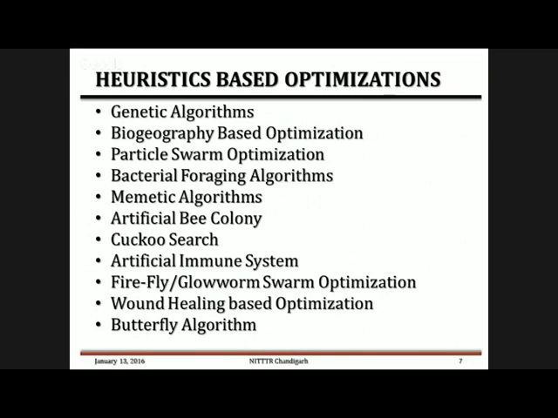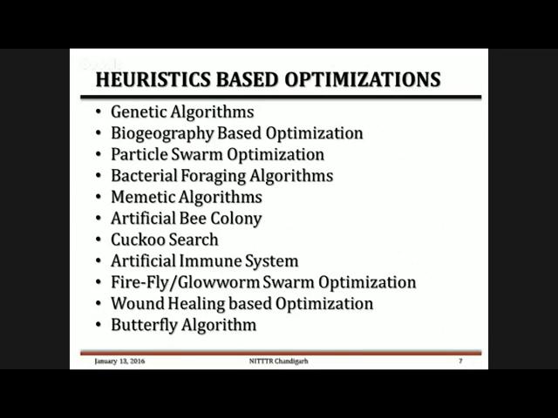Okay, biogeography based optimization. We know that birds fly in a flock, and they also migrate from one place to another. Where we copy the concept of the bird flock, it's called particle swarm optimization, and where we consider their migration from one place to another, that's called biogeography based optimization. These are two different learning mechanisms, you can say, and they are copied into optimization problems.